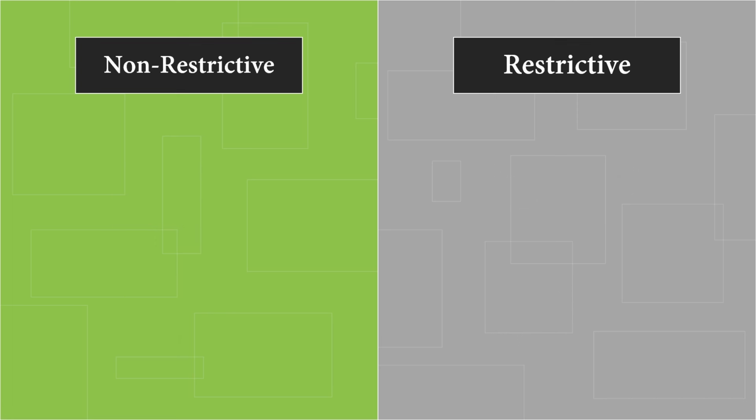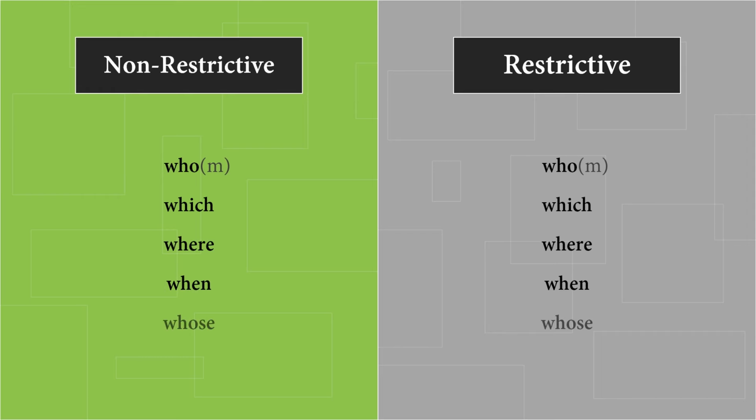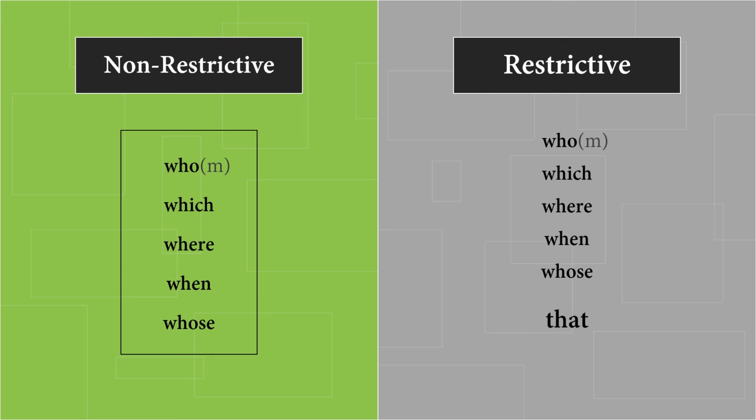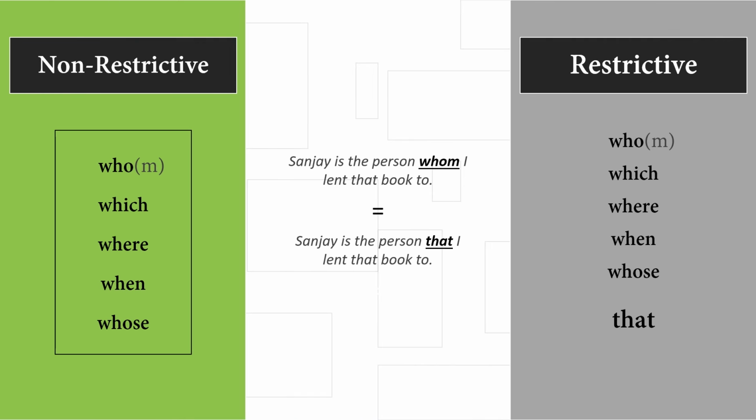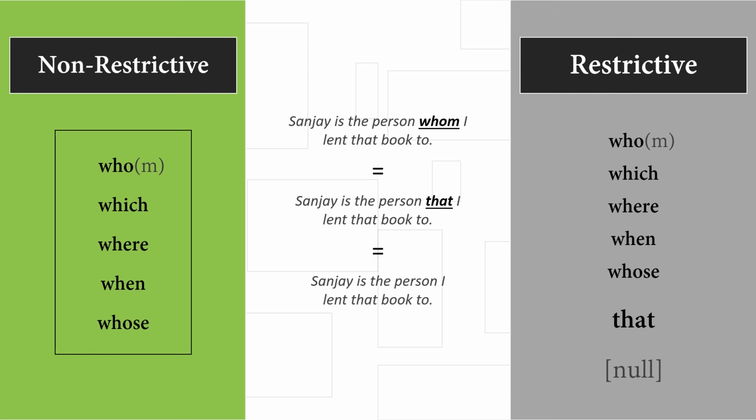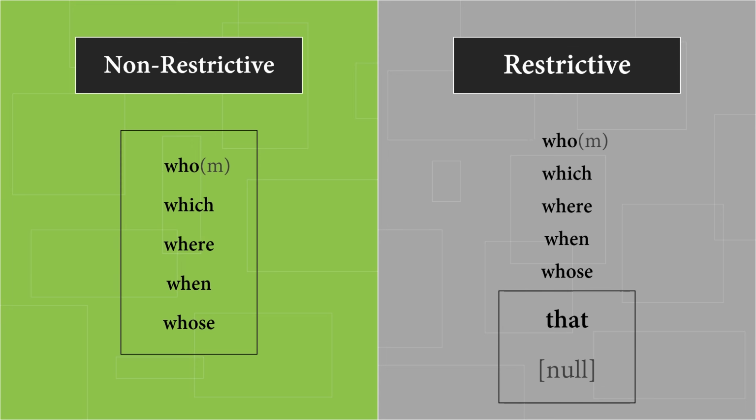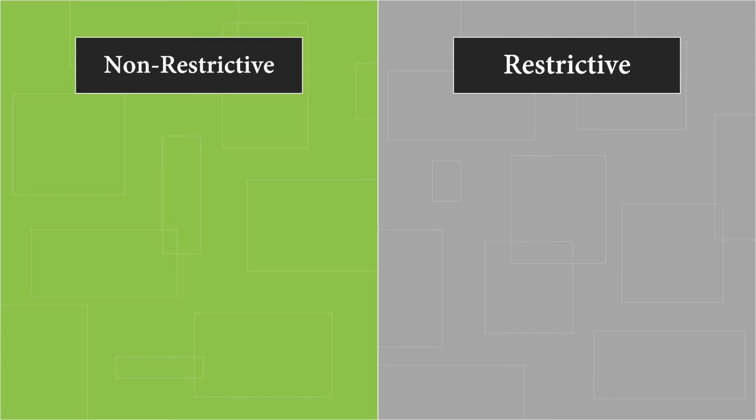The second difference is in the selection of relative linkers. All relative clauses can use who, which, where, when, or whose as linkers. Non-restrictive clauses are limited to these WH linkers, but restrictive clauses have two more options. The word that can represent a noun, and often replaces who or which. It's not a requirement, but it is probably the most commonly used linker for restrictive clauses. When the shared noun between the two clauses is an object in the relative clause, you can omit the linker altogether. If you see or hear that as a linker, or no linker at all, you can be sure the relative clause is restrictive.